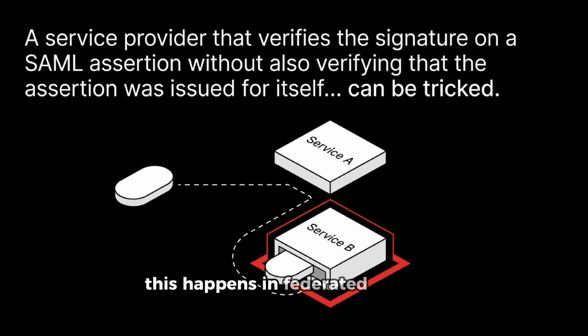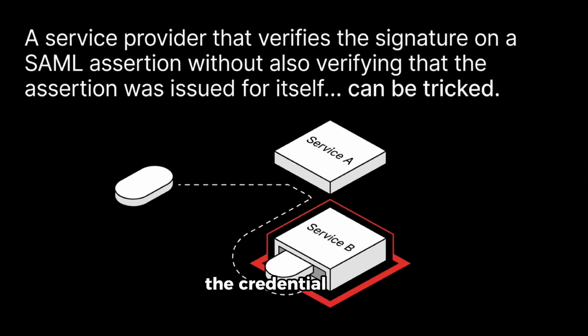This happens in federated systems where assertion validation is incomplete. A service provider that verifies the signature on a SAML assertion without also verifying that the assertion was issued for itself, rather than for some other service in the same federation, can be tricked into accepting an assertion that was legitimately issued to a different service.